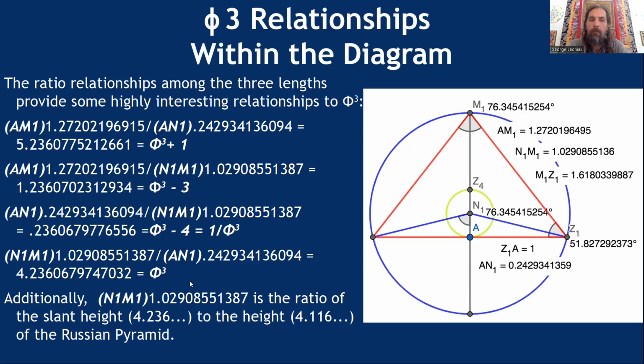So George mentioned this earlier, but I have it down here at the bottom, that NM1, we'll review this, which is 1.0290855, is the ratio of the slant height, which would be, in the Russian pyramid, the equivalent of Z1M1, the side going up to the top, to the height of a Russian pyramid. So we've got all of these relationships. Numbers become sacred geometric relationships, and they all seem to point to this phi cubed geometry.